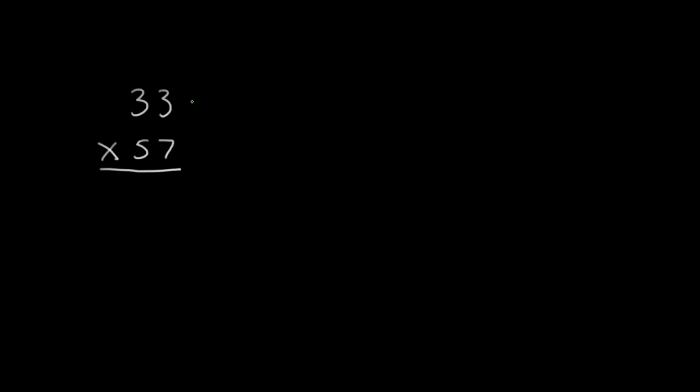Now this one's a little bit harder, but 33 is close to 30, and 57 is close to 60. Then if we cross the zeros out, that is 18. And then if you add the zeros back, it's 1800.